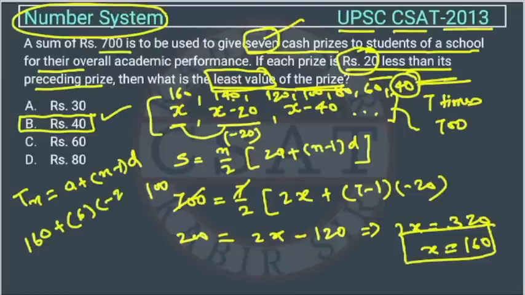d is minus 20, right. So this will become 160 minus 120. This will be 40. So the last or the least value of the price is 40 rupees. So the answer is option B.